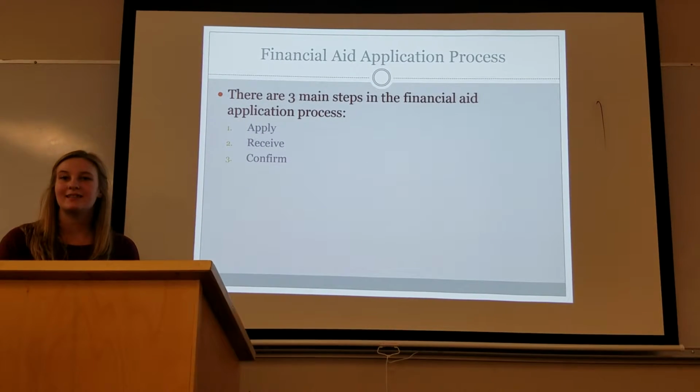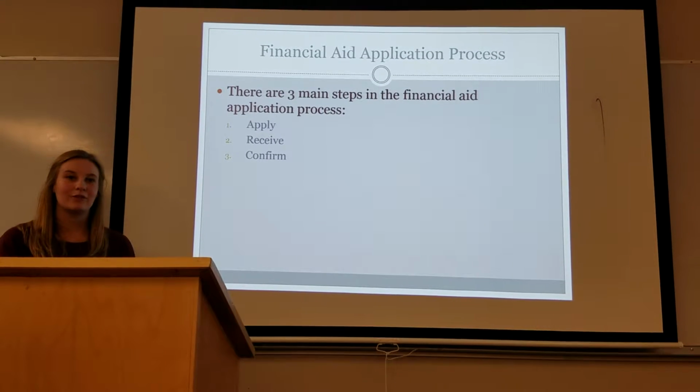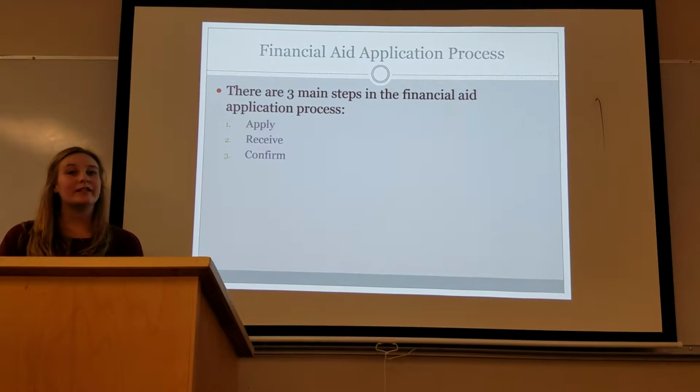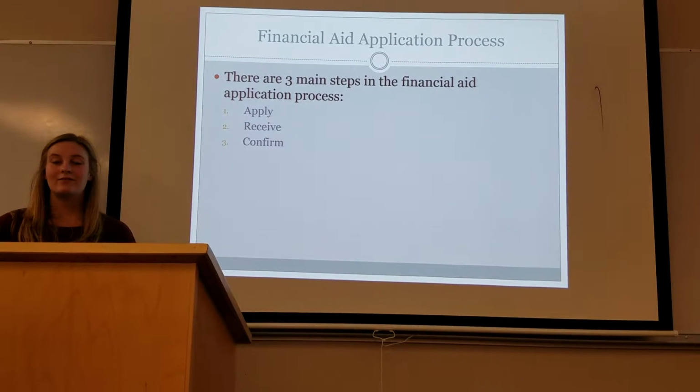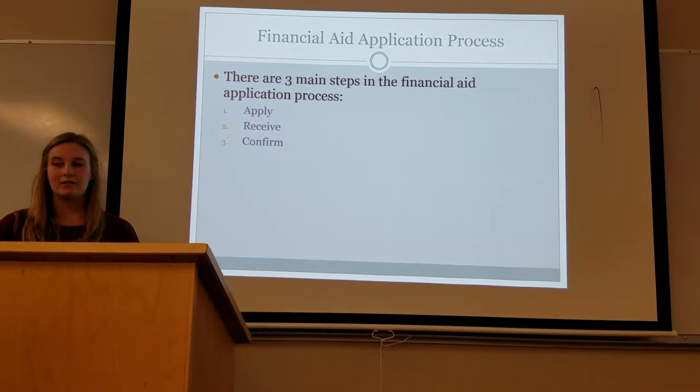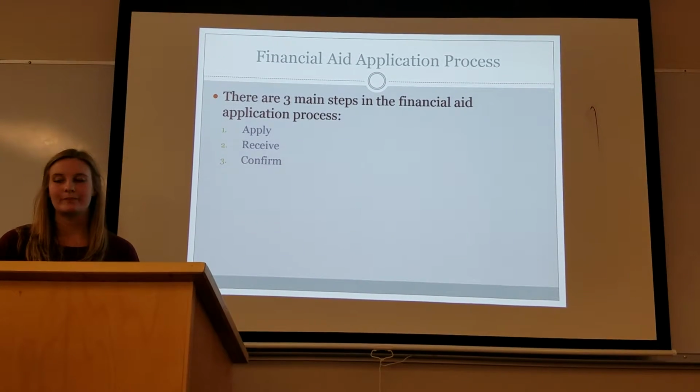There are three main steps in the financial aid application process. The first step is to apply for the financial aid. The second step is to receive the financial aid. And the third step is to confirm with their school.